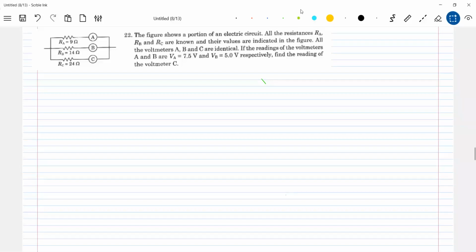All the resistances RA, RBC are known. The values of RA, RBC are given, and their values are indicated in the diagram. All the voltmeters A, B, C are identical. If the readings of the voltmeters A and B are 7.5, find the reading of voltmeter C.